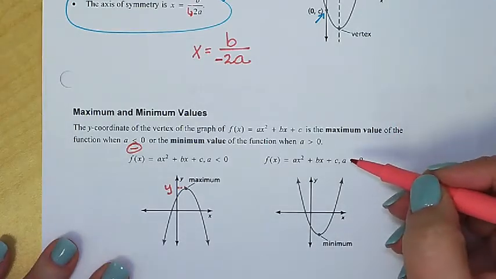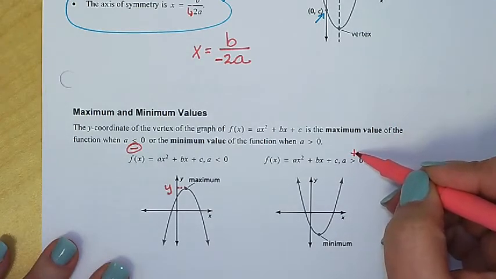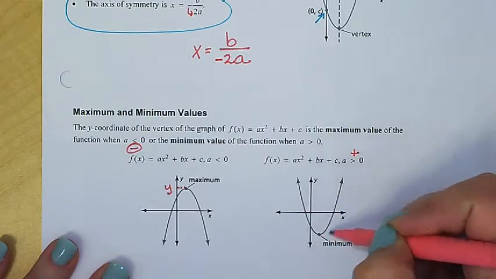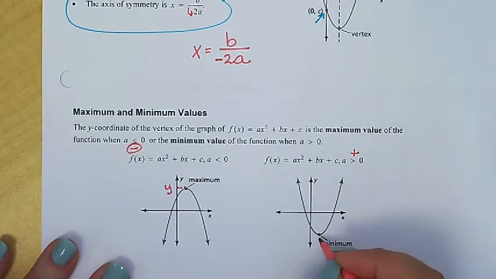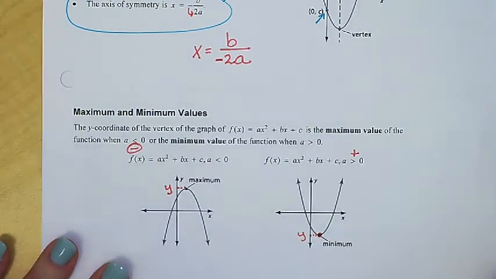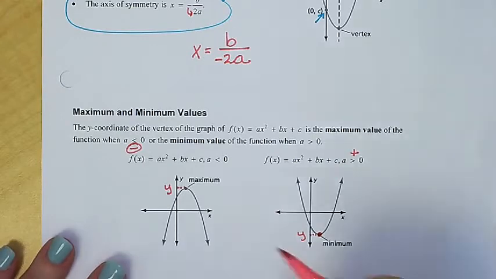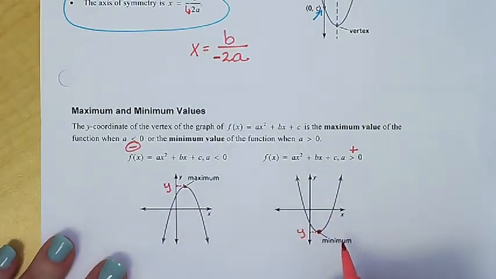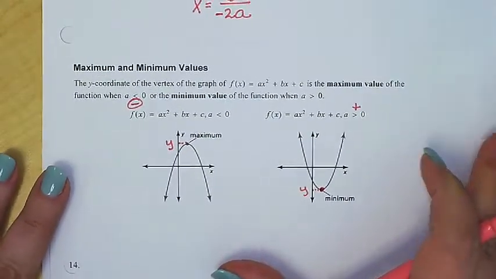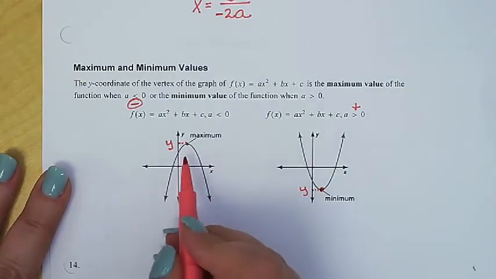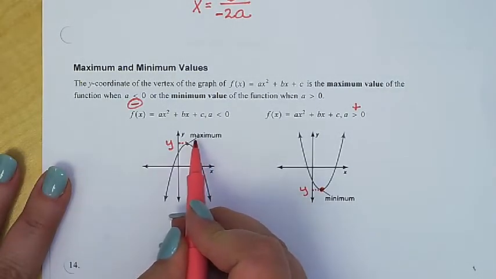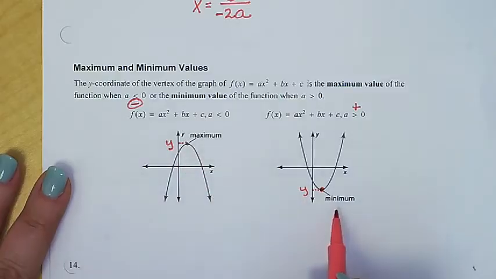If our a value is positive and we have an upward opening parabola, then our vertex is the lowest point, and that y value is called the minimum. So again, we've talked about the fact that the vertex is always either the highest or the lowest point. We're just formalizing that a little bit by saying that the y-coordinate of the vertex is considered the max of the curve or the min of the curve, or the maximum or the minimum of that curve. So just keep that in mind.